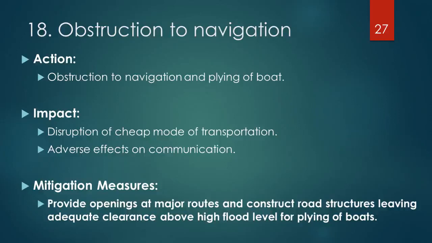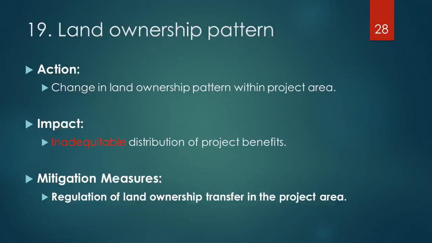Obstruction to navigation. The action is obstruction to navigation and plying of boats. Impact: disruption of a cheap mode of transportation and adverse effect on communication. Mitigation measures: provide openings at major roads and construct the road structures leaving adequate clearance above high flood level for plying of boats.